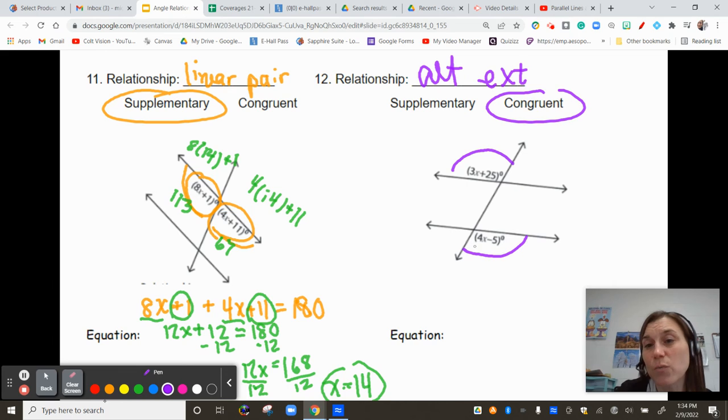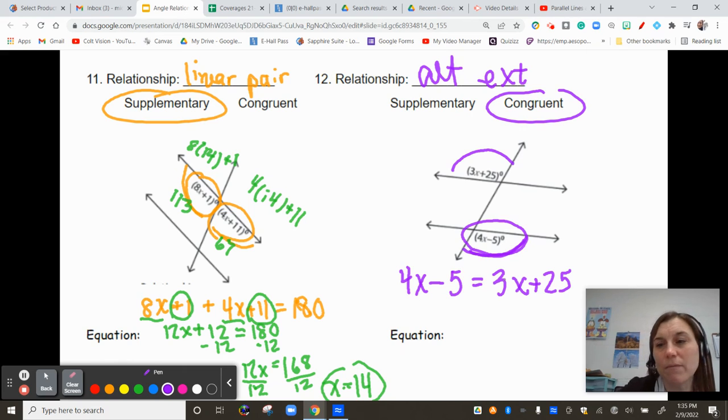So my equation is whatever's, and I'm always going to pick the one with the greater coefficient to go first. So 4x is more, they go first. I'm going to write 4x, it just makes it easier. 4x minus 5 equals 3x plus 25. So let me pause that, and then you can come back and you pause it, try solving it, and check back with me.